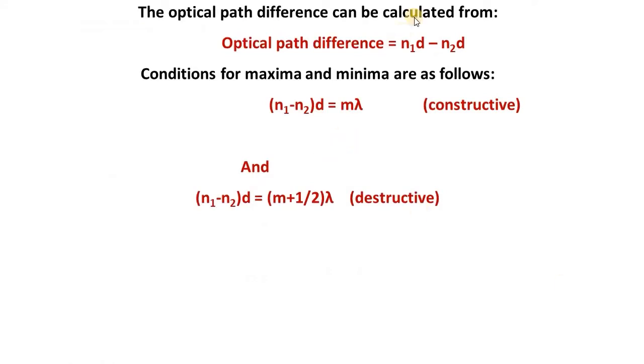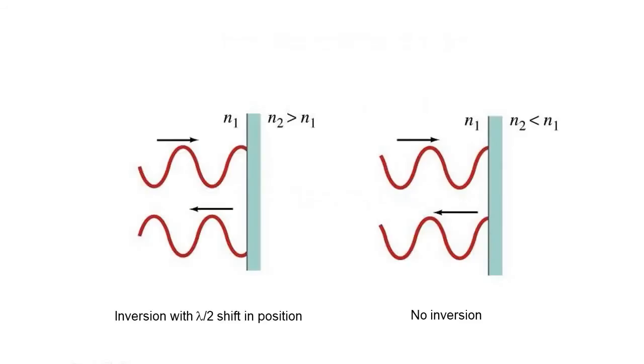So optical path difference is the refractive index of the first medium into path length minus the refractive index of the second medium into path length. The condition for constructive interference is (n1 minus n2)d equal to m lambda, and for destructive interference (n1 minus n2)d is equal to (m plus half) lambda. This is an integral multiple of wavelength, and this is a half integral multiple of wavelength, in terms of optical path difference, so as to get constructive and destructive interference. Hope the things are clear. I am just repeating again, we are just brushing up our previous knowledge in this class.